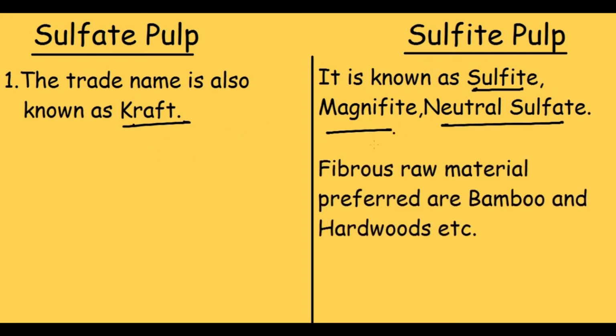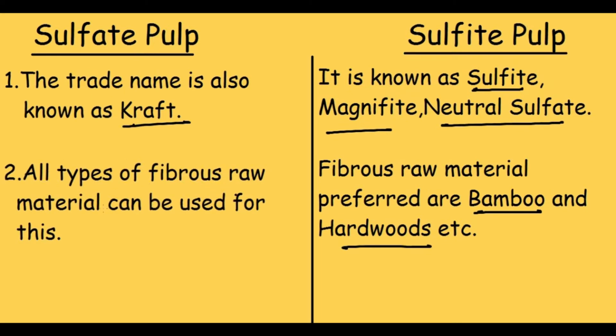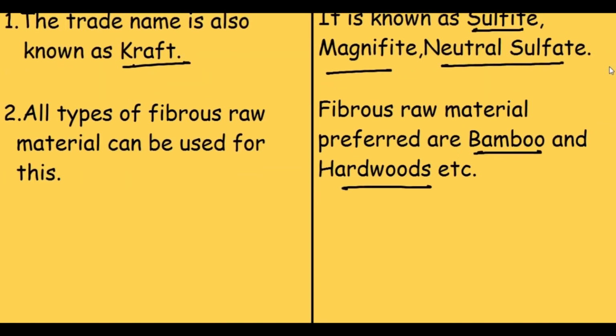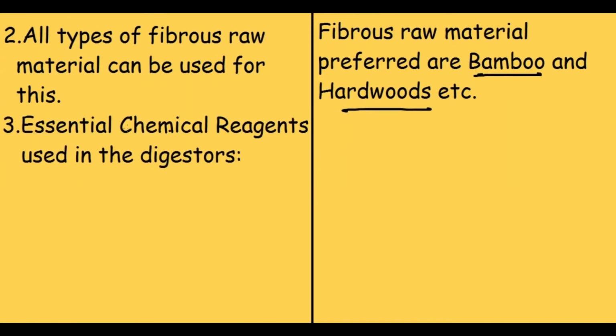For sulfite pulp, the fibrous raw materials preferred are bamboo and hardwoods, etc. And for sulfate pulp, all types of fibrous raw material can be used. Now let's move on to the third point. The third point is on the basis of the essential chemical reagents used in the digester.